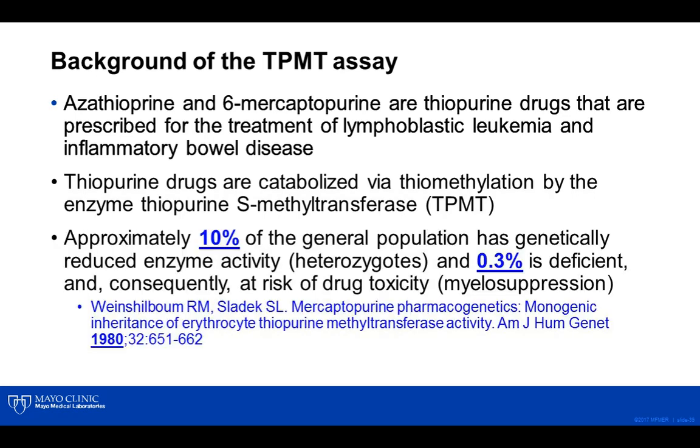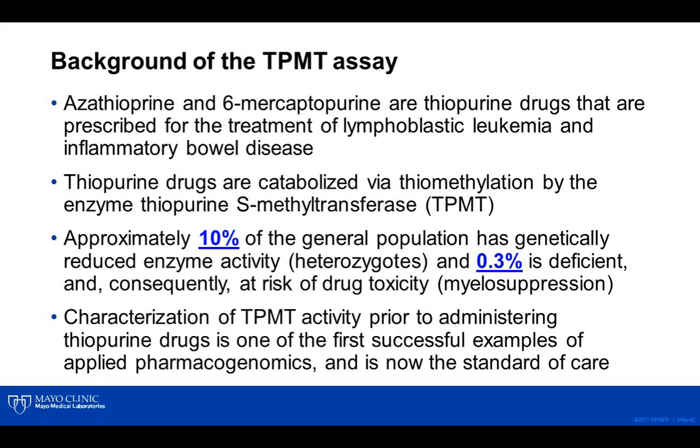As described almost 40 years ago in a seminal paper by Dr. Weinshilboum here at Mayo Clinic, erythrocyte TPMT activity follows a pattern of monogenic inheritance, where approximately 10% of the general population has genetically reduced enzyme activity due to heterozygosity for a pathogenic variant, and 0.3% is deficient for carrying two of them. Both groups are consequently at risk of drug toxicity. Characterization of TPMT activity prior to administering thiopurine drugs, as you have already heard, is one of the first successful examples of applied pharmacogenomics, and it is now the standard of care as recommended by the FDA.